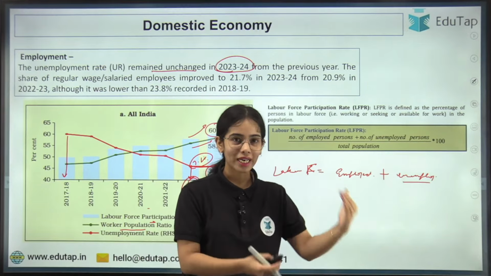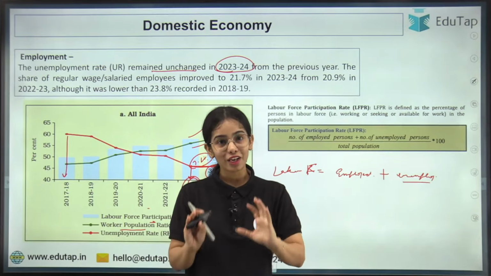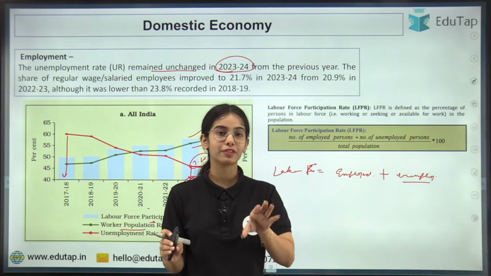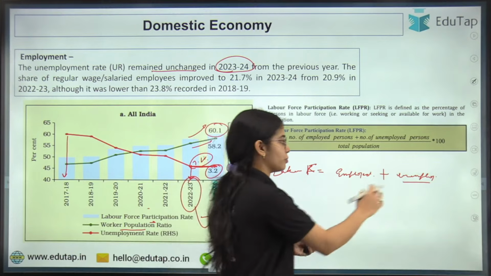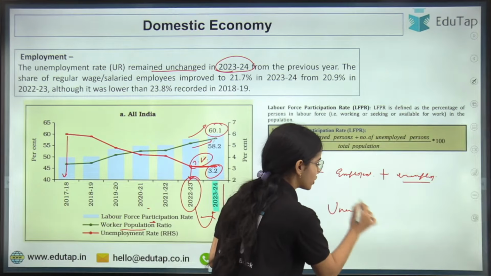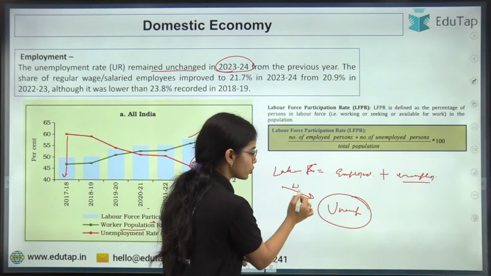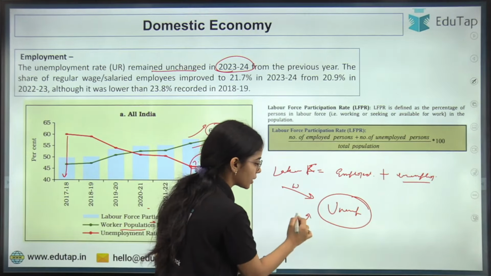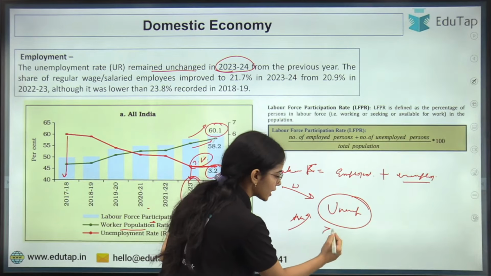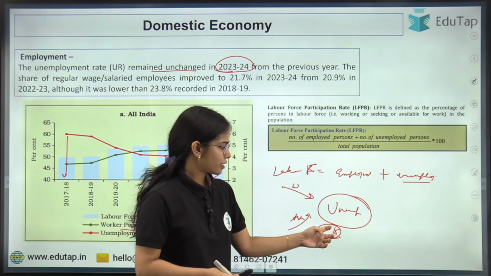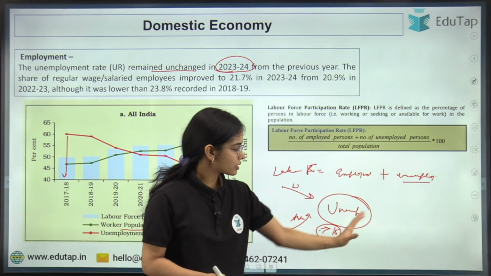No, a child above the age of 15, if they are willing to work at the current wage rate and able to work at the current wage rate, then they are unemployed. So unemployment has this definition: unemployed people are only those people who are willing to work at the current wage rate, able to work at the current wage rate, and above the age of 15 years. So, this is the unemployed.